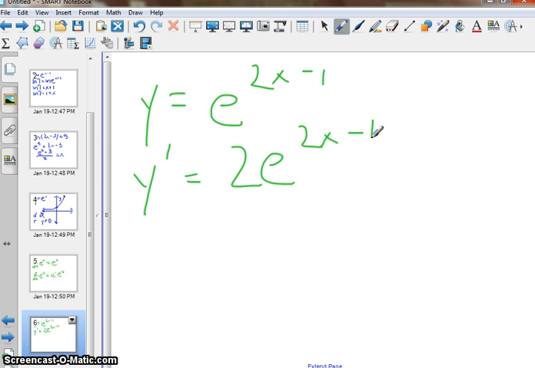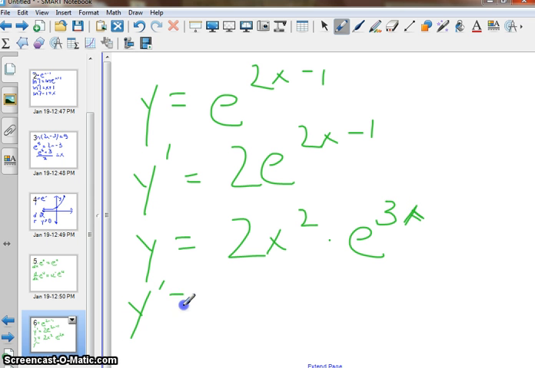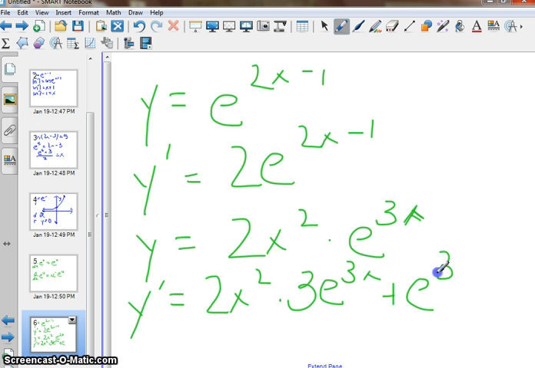You might have to use it with the product rule. So if my problem is y equals 2x squared times e to the 3x, how are we going to take the derivative of that? We are going to use the product rule. So we do the first times the derivative of e to the 3x, which is 3e to the 3x, plus the second, e to the 3x, times the derivative of the first, which is 4x. So you just apply the rule to whatever problem you are working.